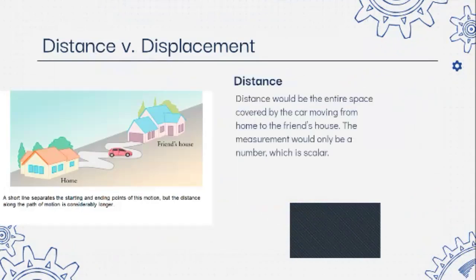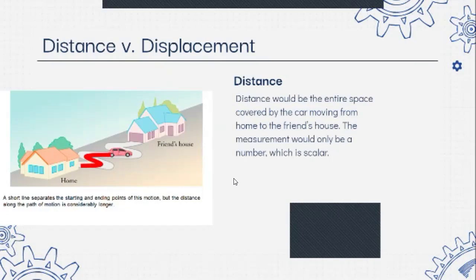But we'll get back to that later. Distance, in this case, so you're going from your house to a friend's house. Your distance would be the entire space. So the wavy road that you followed would be the distance that you traveled. The measurement would only be a number, and that would be scalar in nature.